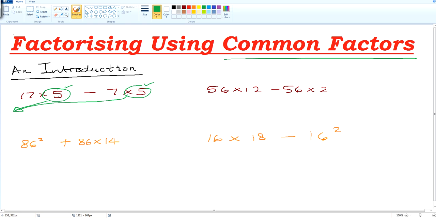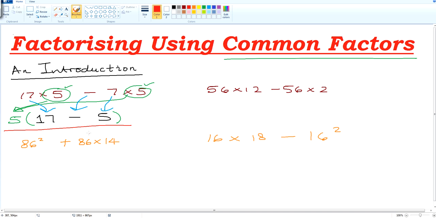So the number 17 times by 5, and the number 7 times by 5. Both sides contain a 5. We pull the 5 out, because that's the same in both. Now what's left over? The 17 is left over here, the minus, and the 7. So let's write them in, and then we close off the bracket. This is how we factorize: we pull out as much as we can from each side.